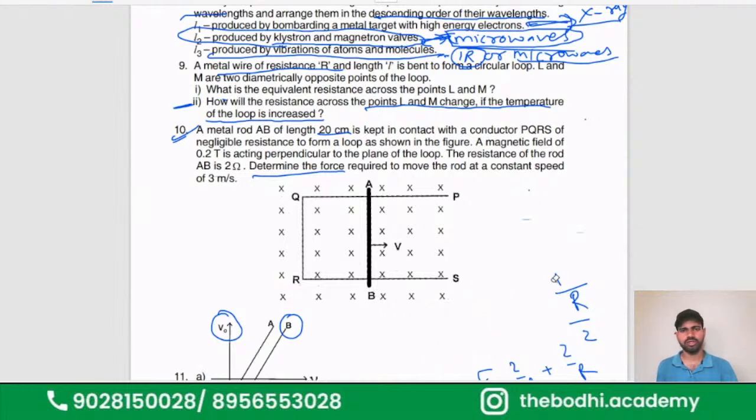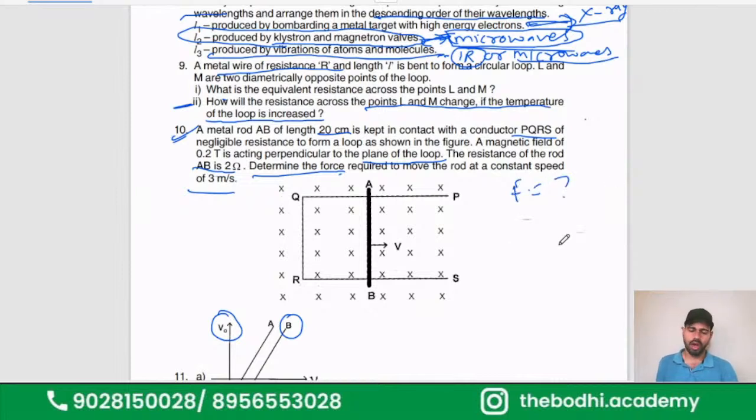Okay, let's solve this question. Question 10. I think it's all 2 marks. A metal rod AB of length 20 cm is kept in contact with the conductor PQRS of negligible resistance to form a loop as shown in the figure. A magnetic field of 0.2 Tesla is acting perpendicular to the plane of the loop. The resistance of the rod AB is 2 ohms. Determine the force required to move the rod at a constant speed of 3 meters per second. We need to find the force.